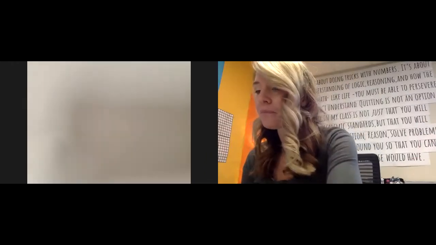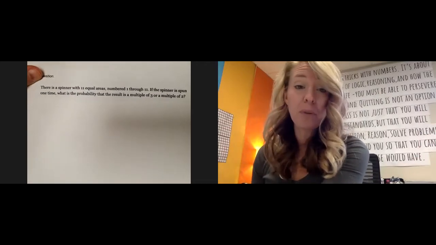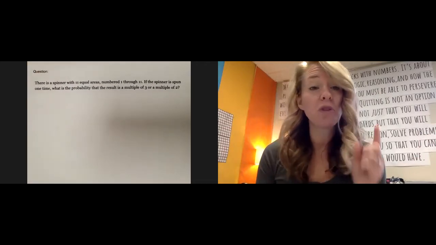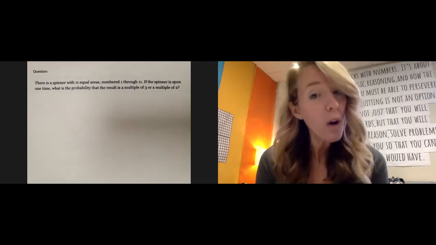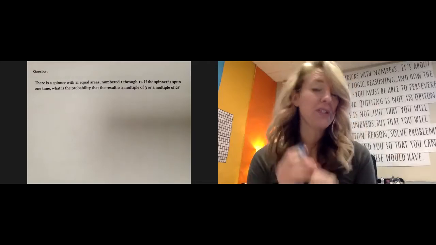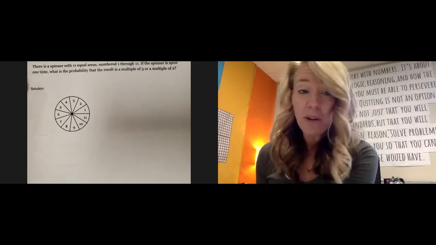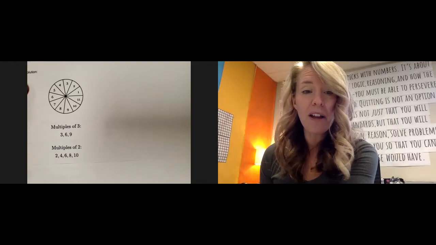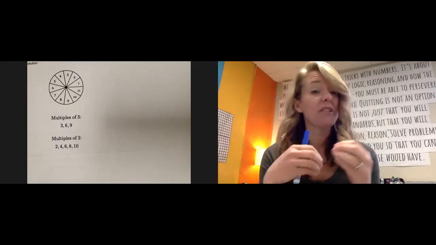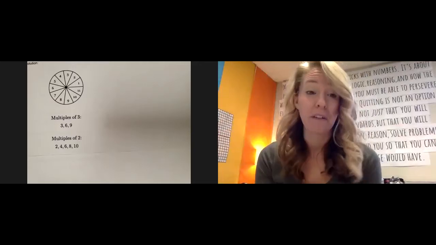Another example: we have a spinner with 11 equal areas, numbered 1 through 11, and the spinner is spun just one time. What's the probability that the result is a multiple of 3 or a multiple of 2? So "or" is telling us to do something a little bit different. Again, imagine that spinner, 1 through 11, with multiples of 3 and multiples of 2. List them out. Now, the difference is our number doesn't have to show up on both of them. We can list all of these numbers, we just need to make sure that we cancel out the repeats because we don't want to count a number twice.